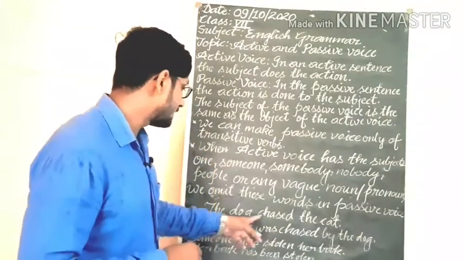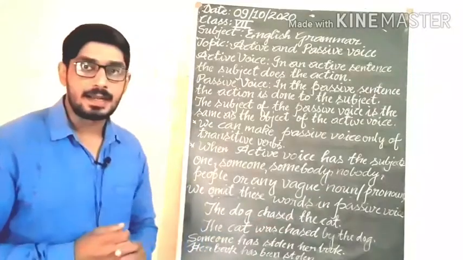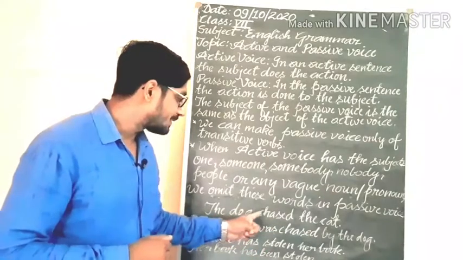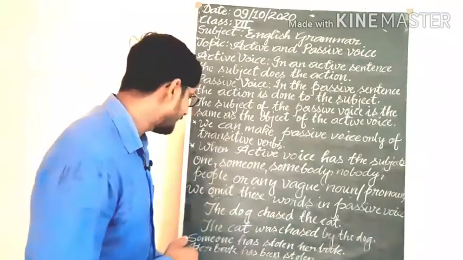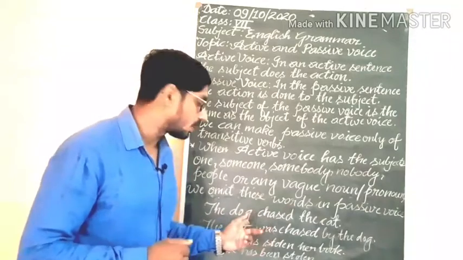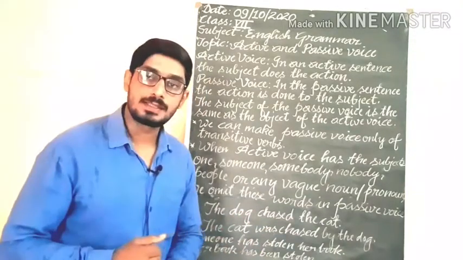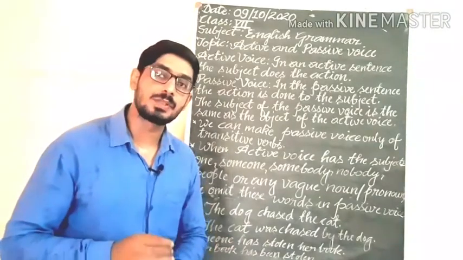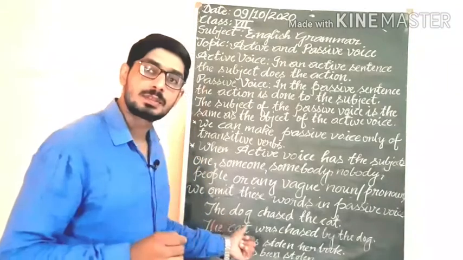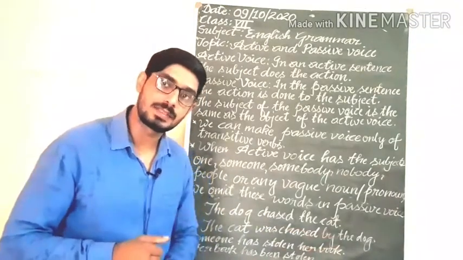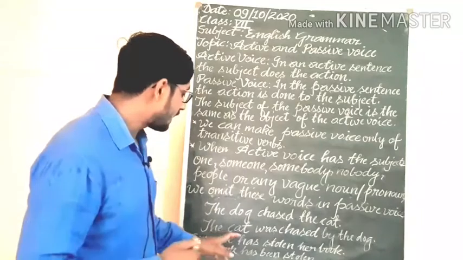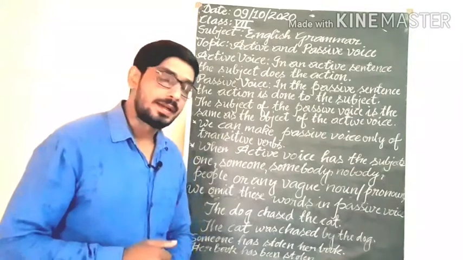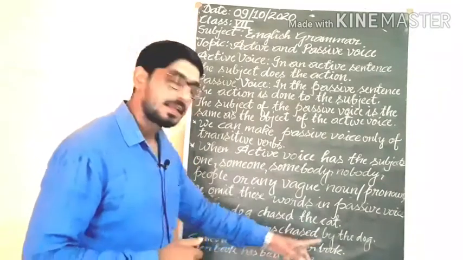The dog chased the cat. In the first sentence, that is in active voice, you are getting the dog chased the cat. Who chased? The dog chased. So the dog is the subject here. We are talking about who performed the action, who is the doer of the action, the dog. So the sentence is in active voice. In passive voice, the cat was chased by the dog.